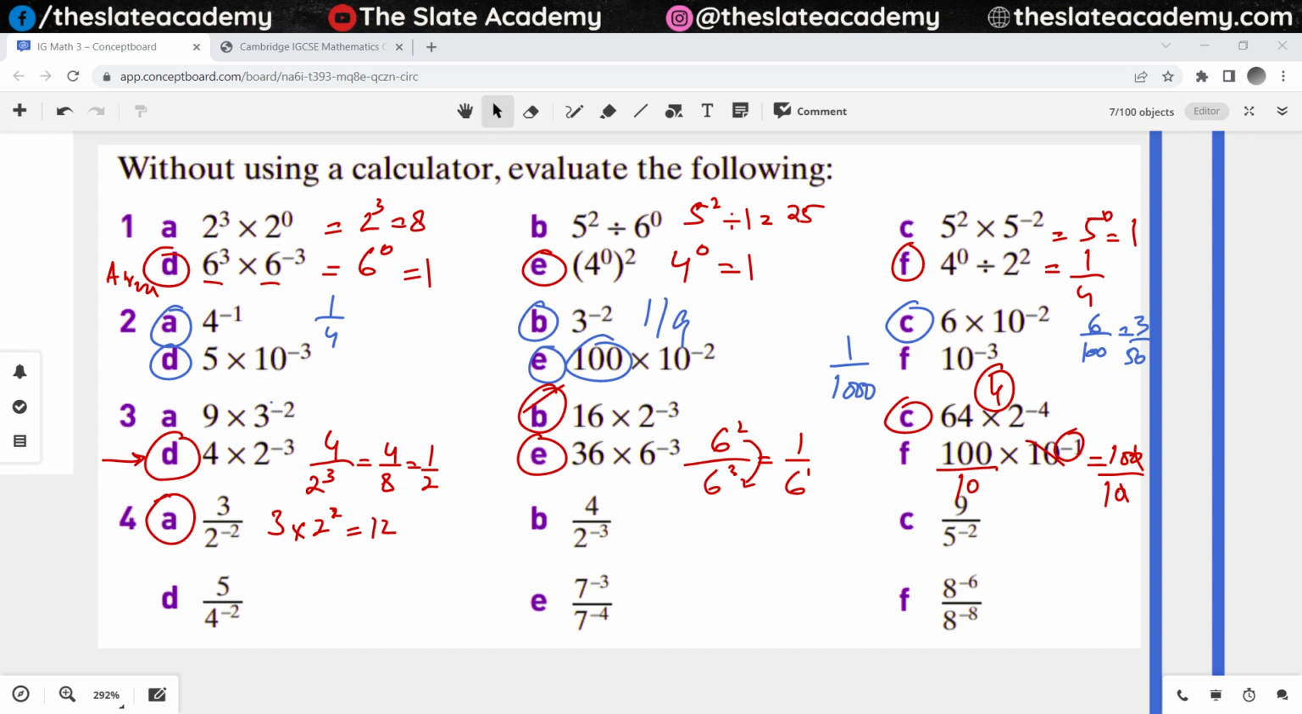12. Excellent. Miss Aisha, question number 4B. So 4 into 2 to the power 3, 2 to the power 8. 8 fours are 32. Good job.